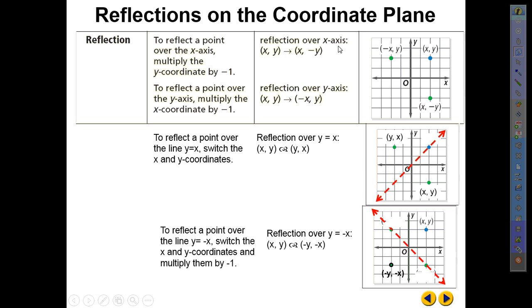And that's how I remember it. Whatever axis I'm trying to flip it over, I change the sign of the other letter. So if I'm flipping it over x, I change y. If I'm flipping it over y, I change x.